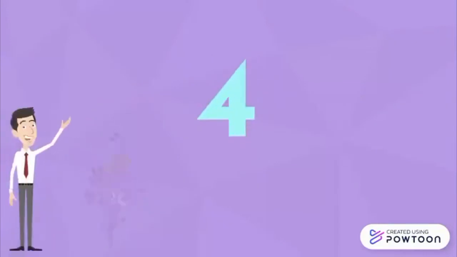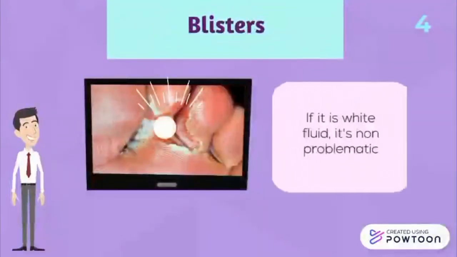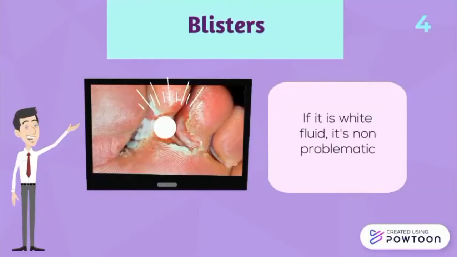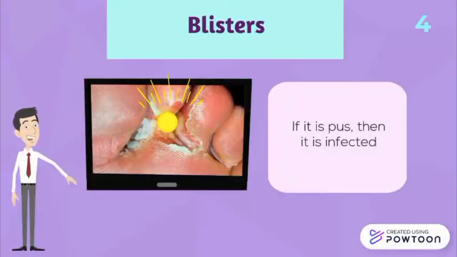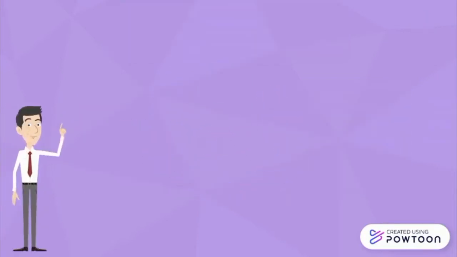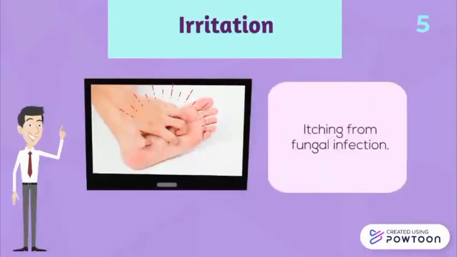Fourth is the presence of blisters. Usually, if it is only white fluid, it is non-problematic as it is in the early stage but needs to be treated. But if it turns into yellow pus, it is a sign of infection as it is considered a severe case already. Now, the last one is the irritation. The irritation is also another sign of itching obtained from fungal infection in the toe area, as the patient will have the urge to always scratch the affected area.